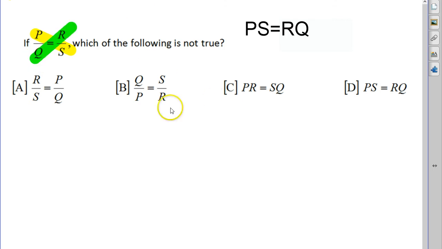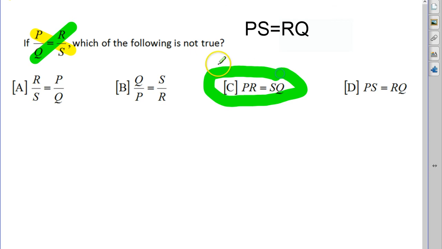Okay. Now, this one does. This is R times Q and P times S, so A is okay. B gives me P times S and Q times R, so that one's okay. But if I look at C right there, it says P times R, S times Q. There's my answer right here. C is the one that was not true. And if I look at D, it is PS times RQ, so we can double check that.